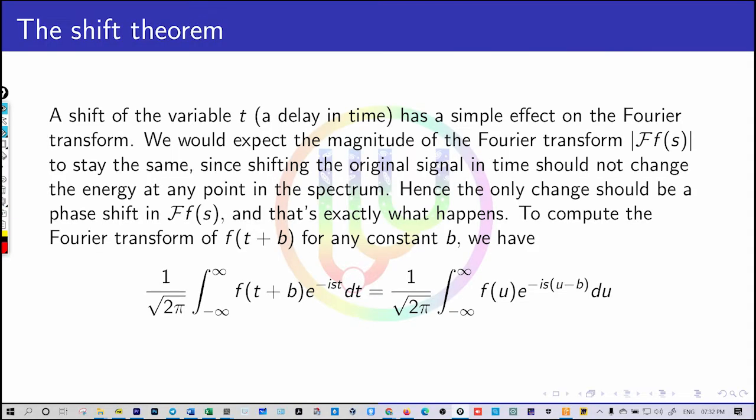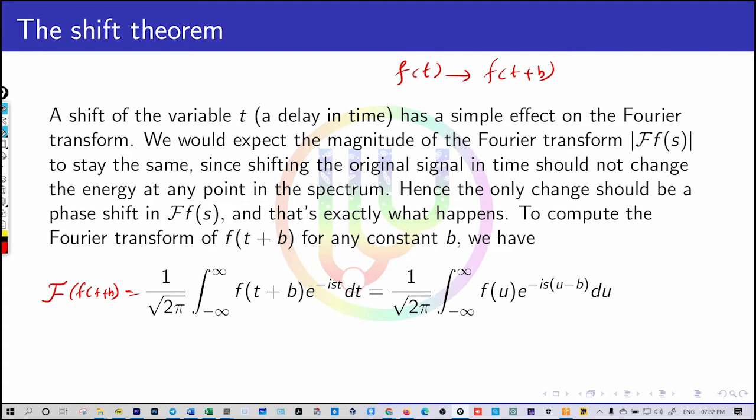Okay, let's approach this question by definition. The definition of f of t plus b, ഇവിടെ ഞാൻ a അല്ല, t plus b എടുക്കുന്നത്. If the function f of t goes to f of t plus b, then the Fourier transform of f of t plus b will be 1 by root 2 pi into integral minus infinity to infinity f of t plus b e raised to minus i s t dt.